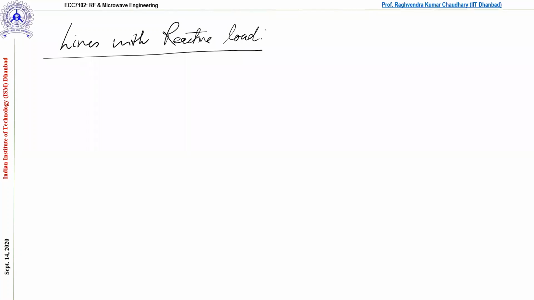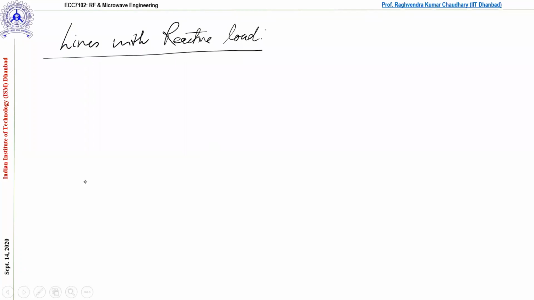So today we'll take it step by step. First, we'll analyze how things behave with an inductor, and then we'll see the capacitor, and finally we can visualize what will happen if the load is complex or mixed. Today we'll be talking only about the reactive loads. Let me draw the circuit diagram here. This is R naught, and this is V naught.